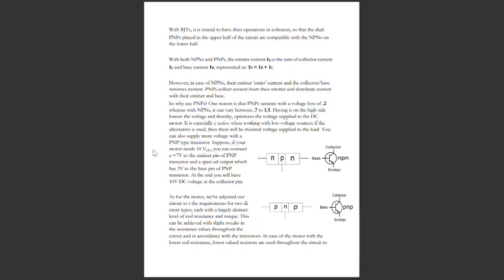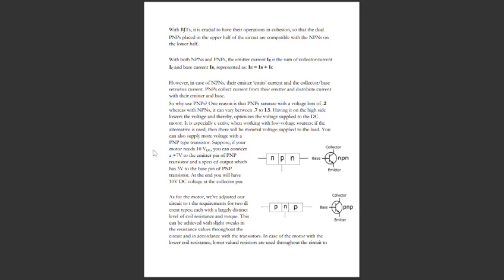With BJTs it is crucial to have the operation in conjunction, so that the dual PNP is placed in the upper half, which we will explain later. With both NPNs and PNPs, the emitter current IE is the sum of the collector current IC and the base current IB, so IE equals IB plus IC.